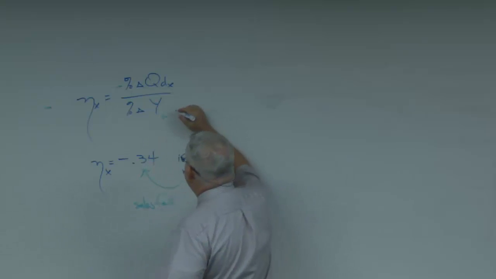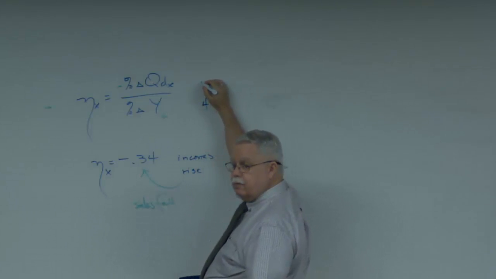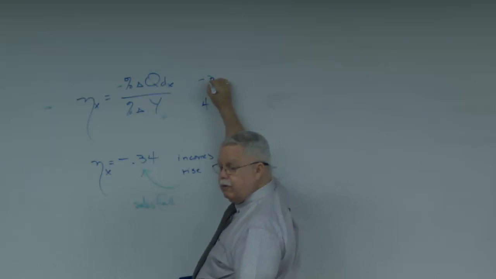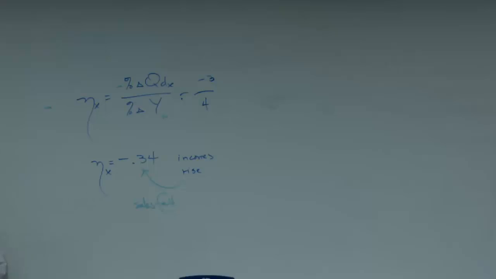Just think about it. If your income goes up by 4%, what are you going to do for ramen noodles? You're going to decrease your purchases. That's going to give you a negative coefficient. Okay? So how do you suppose people are doing these days who sell inferior goods?